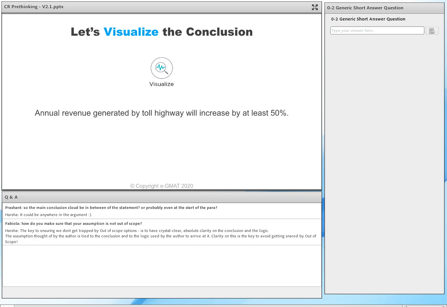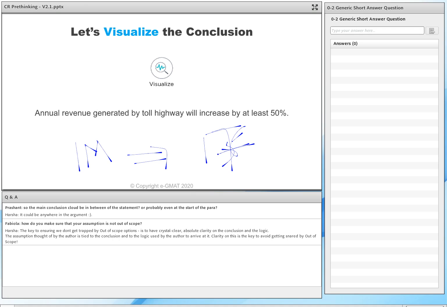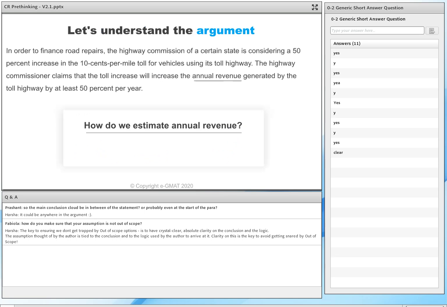Let's clear all answers here. It's really important to visualize that conclusion. What we're really saying is if last year the revenue generated was $1 million, then this year that would go to 1.5 million. At least 50%. It would go to 1.6, it would go to 1.7. It doesn't matter, but it should go up by at least 50%. Is that visualization clear? Yeah, okay. Very, very simple in this case.